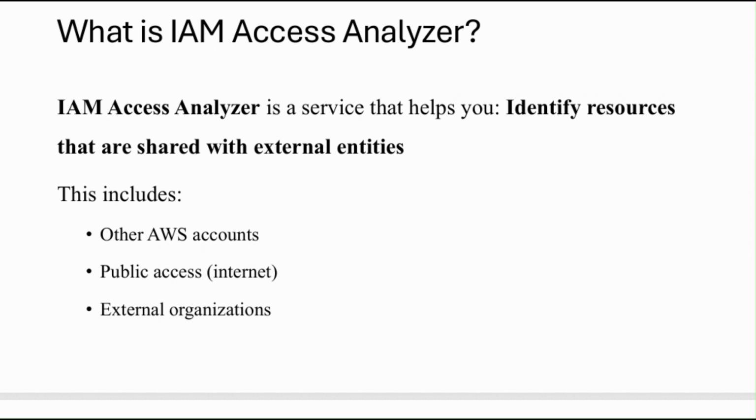For example, imagine you have a file storage called S3 bucket. You put some private documents there, but accidentally you make it public. Now, anyone on the internet can download your documents. So this is very bad. IAM Access Analyzer will catch this mistake and tell you your S3 bucket is public. This is dangerous. So, IAM Access Analyzer is like a security alarm. If something is exposed to people who should not see it, the alarm goes off and warns you.